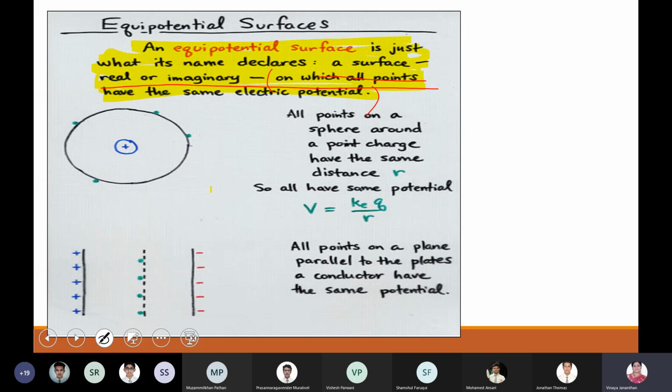So keep this in mind, boys. Whenever you are learning equipotential surfaces, it's always a reasoning-based question, or an assertion and reasoning, or else it can be diagram-based.